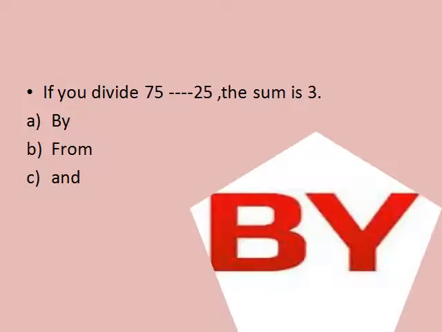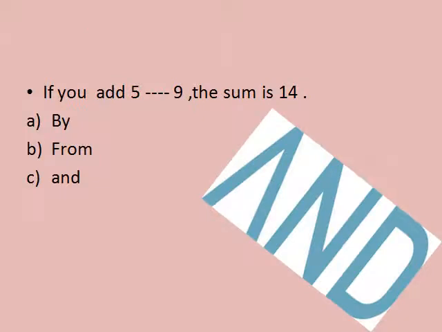From. If you divide 75, 25, the sum is 3. By, from, and. By. If you add 5, 9, the sum is 14. By, from, and.